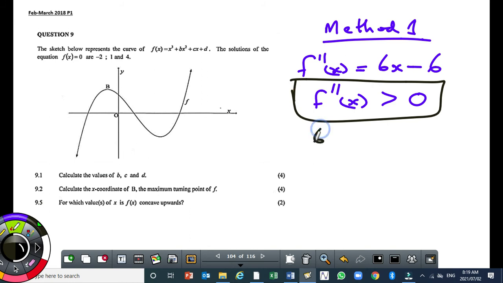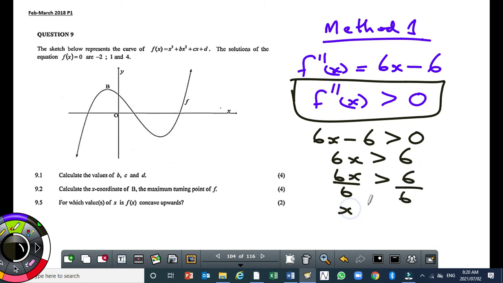So we substitute that second derivative, and we end up with a grade 10 inequality. You take minus 6 to the right, you get 6x is greater than 6. Then you divide both sides by 6, so x is greater than 1. Then you get your 2 marks. So this is method 1.